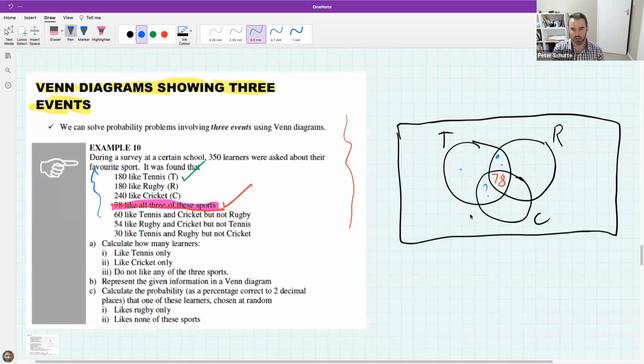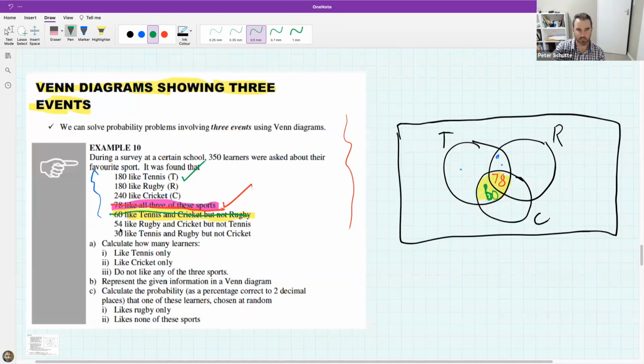What's more helpful to look at is the second collection. And the second collection says 60 like tennis and cricket, but not rugby. So tennis and cricket would be this region here. But when I say that they do not like rugby, they cannot be in the rugby circle. So what that means is that this region must be 60. And so I've used that information to help me figure out a region.